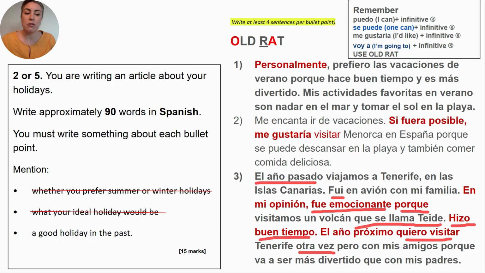Pero con mis amigos, porque va a ser más divertido que con mis padres. I want to visit Tenerife again, but with my friends, because it's going to be more fun than with my parents. And we have a comparison here, which is also advanced language. Okay, so with everything we've done, it's 111 words. I counted them. Obviously with a tool, but not me, I didn't go counting. And I think the old rat should be happy.